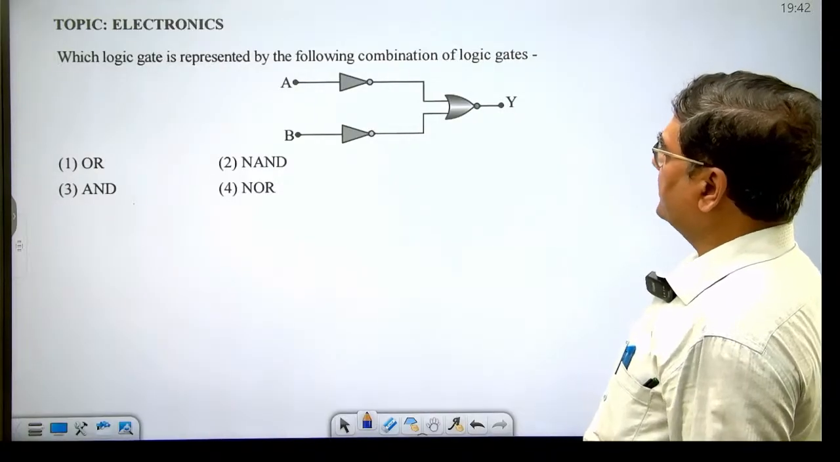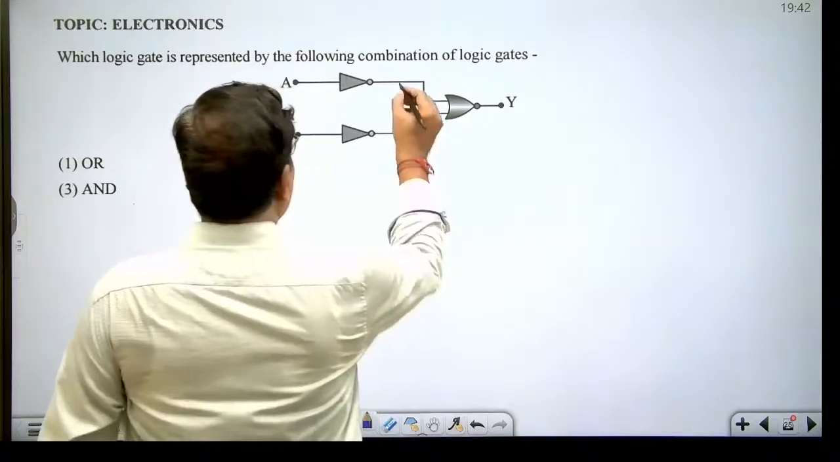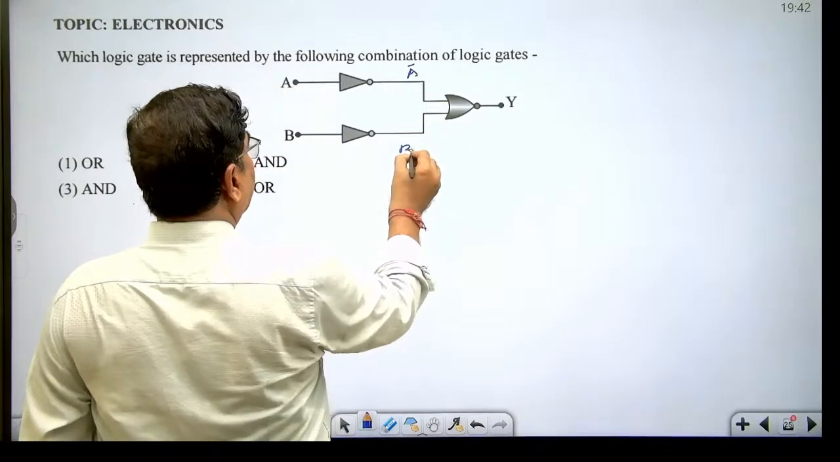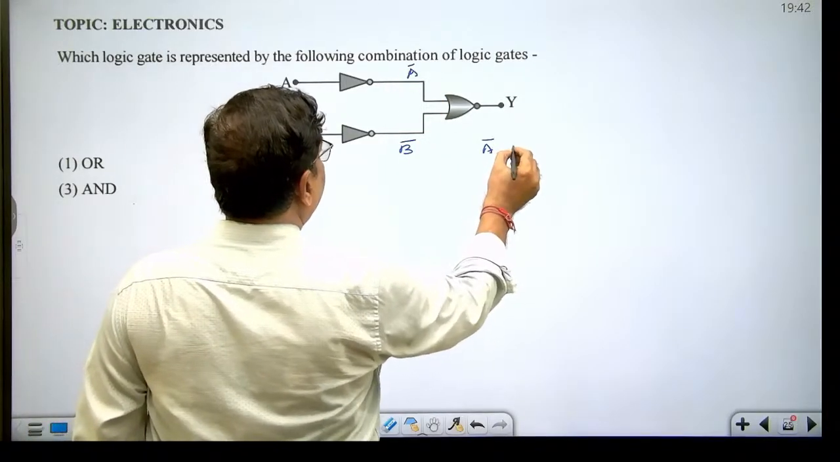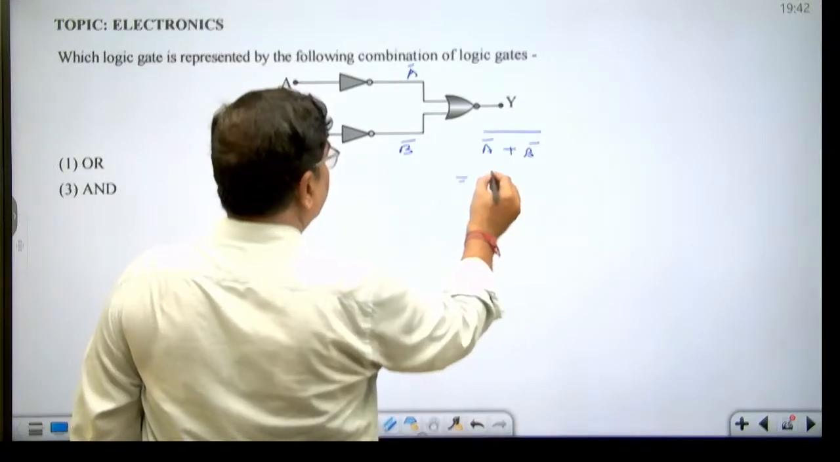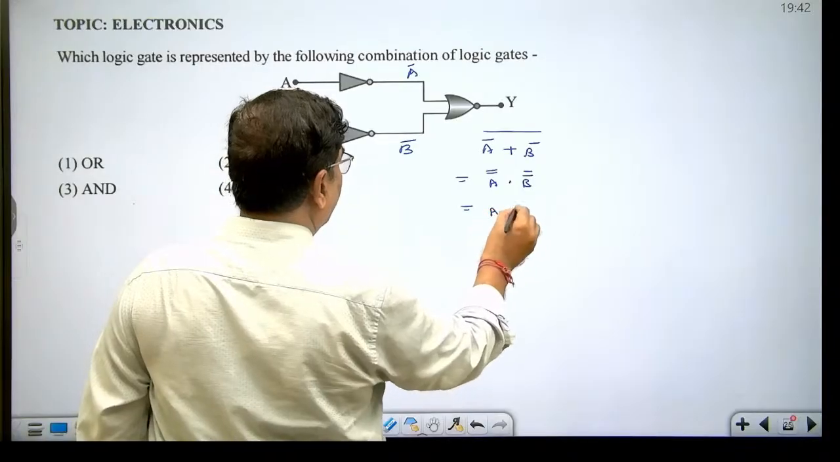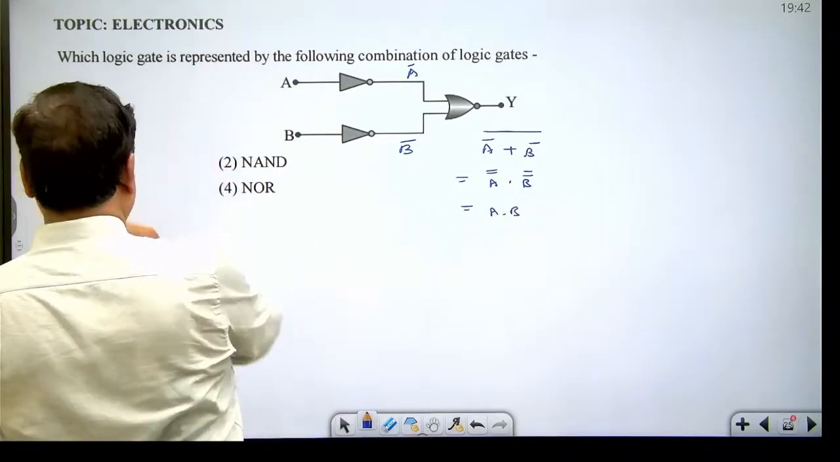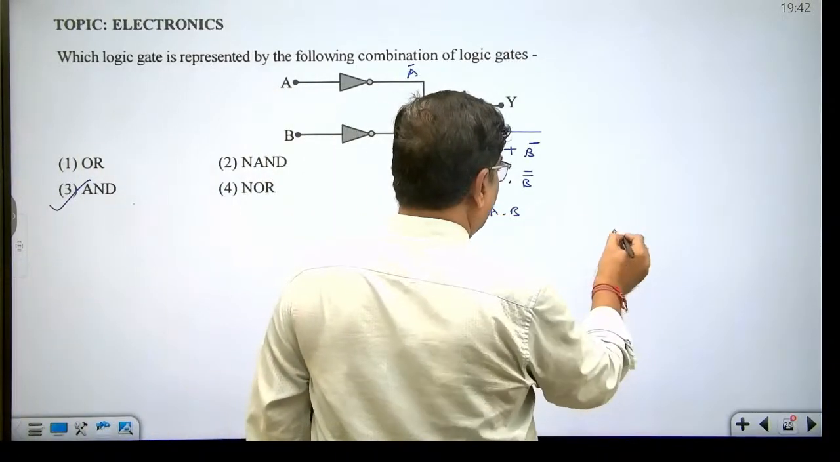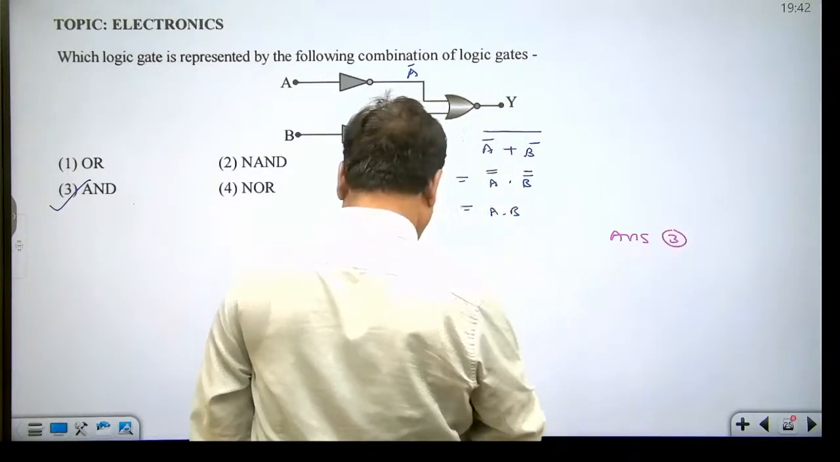Which logic gate is represented by the following combination of logic gates? This is A bar, this is B bar, this is A bar plus B bar, whole bar. This is A bar bar dot B bar bar. This is A dot B. So this is AND gate. So out of 4 choice, the correct choice is option 3.